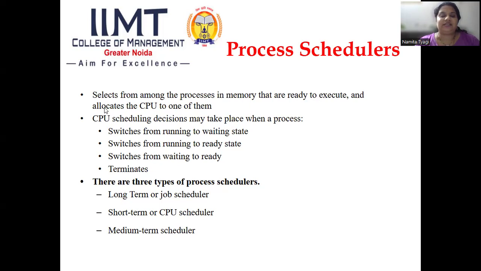So let's start with this slide. The scheduler selects from among the processes in memory that are in the ready queue, that are ready to execute, and allocates the CPU to one of them. A CPU scheduling decision may take place when a process switches from running to waiting state, from running to ready state, from waiting to ready state, and finally when it terminates. There are three types of process schedulers: long-term, or we can say the job scheduler, the short-term scheduler or CPU scheduler, and the third one is the medium-term scheduler.